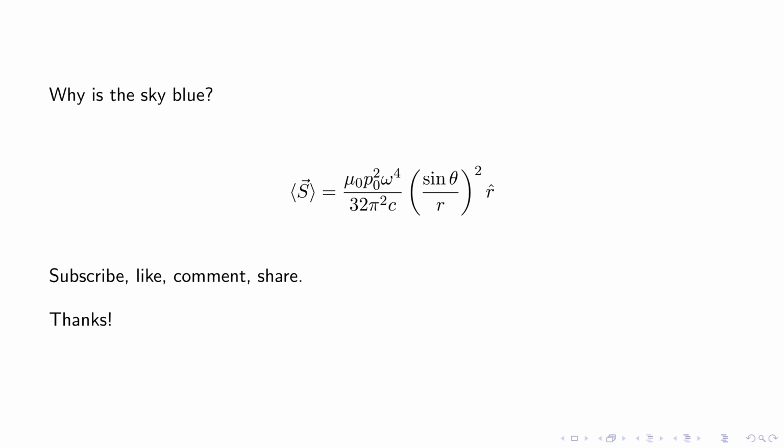So if your kid asks, why is the sky blue? You say, well, it's because the average intensity of the Poynting vector is mu naught p naught squared omega to the 4th over 32 pi squared c, sine squared theta over r squared in the r hat direction for an oscillating dipole.